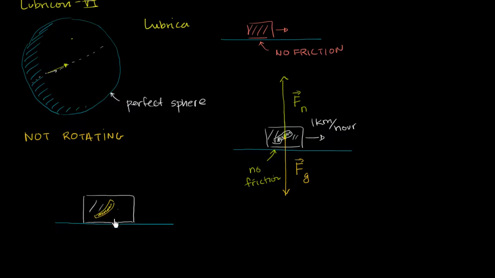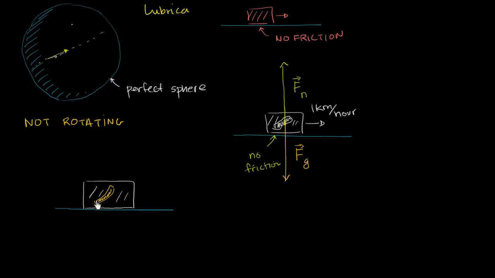And this, relative to the surface of Lubricon VI, is absolutely stationary. It has absolutely no tangential velocity, like this block had and will continue to have for all eternity. And so my question for you is, what are the forces acting on this? Well, we have the force of gravity towards the center of Lubricon VI, and I'm drawing all the forces from the center of mass of this block of banana.